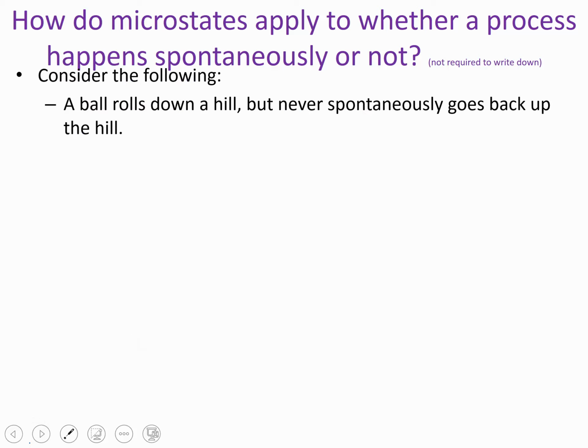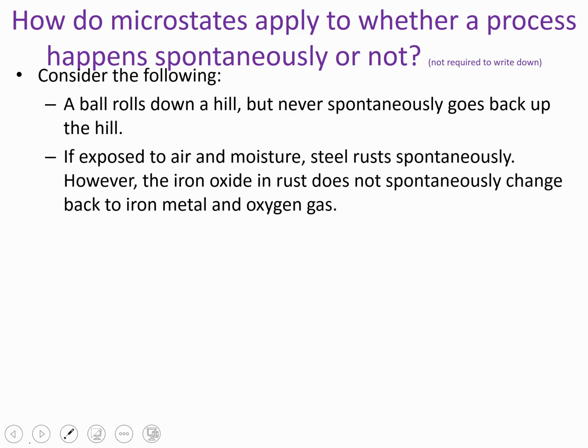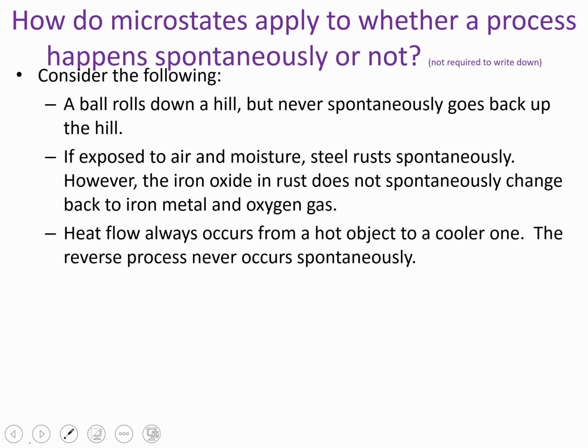Consider the following. These are all things that have been observed. A ball rolls down a hill but never spontaneously goes back up a hill. If exposed to air and moisture, steel rusts spontaneously. However, the iron oxide in rust doesn't spontaneously change back. This is the example I brought up earlier. Heat flow always occurs from a hot object to a cooler one, and the reverse process has never occurred spontaneously.